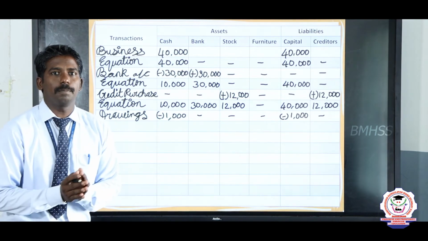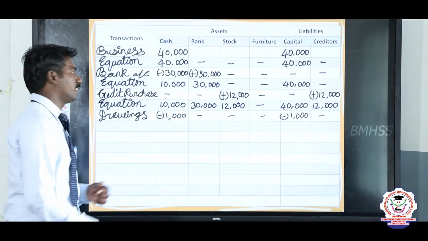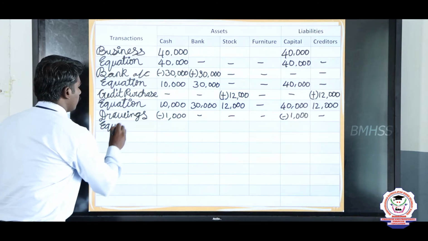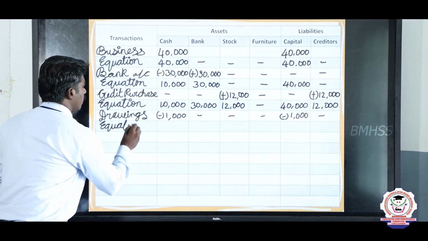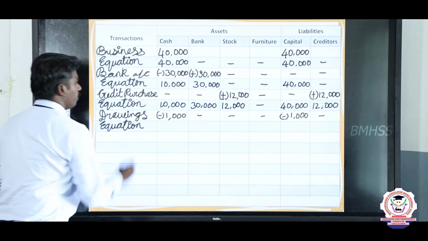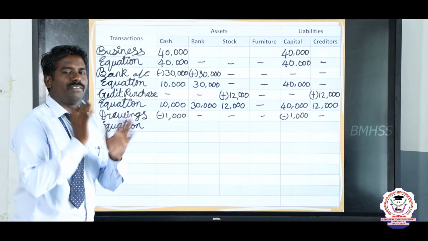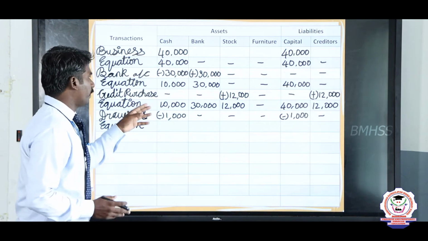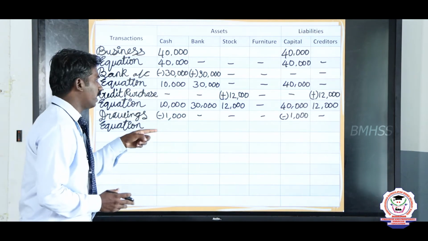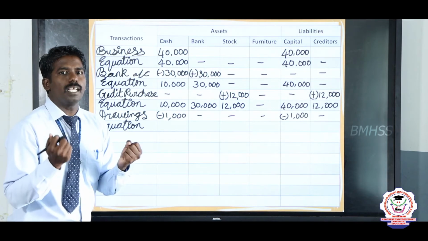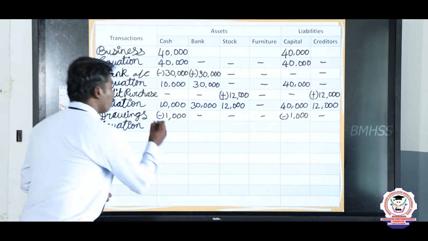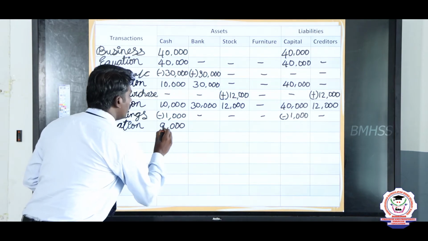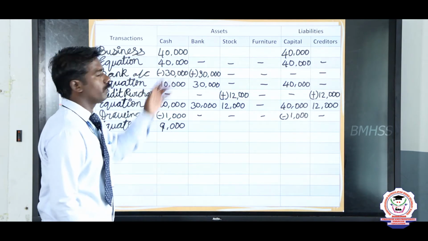Then what is the next step? The next step is equation. So write equation. See the total value of each and every column in the accounting equation. See the cash column, the available value is 10,000 rupees. After deducting 1,000 rupees, we got only 9,000 rupees in the cash column. So write 9,000 rupees in the cash column and move on to the bank column.